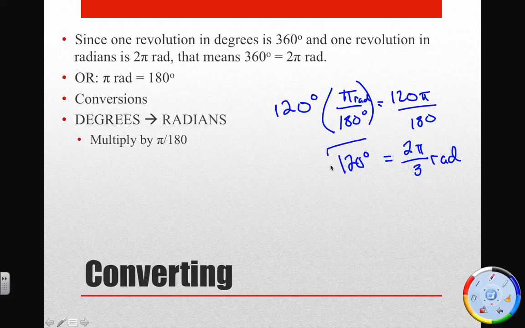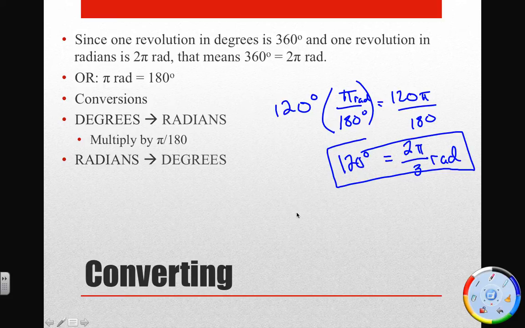So if you were to go back to your circle that we had 120 degrees on there, that tick mark would also equal 2 pi thirds. But what if I gave you radians? Well, if I gave you radians, let's say I gave you pi halves, pi over 2.